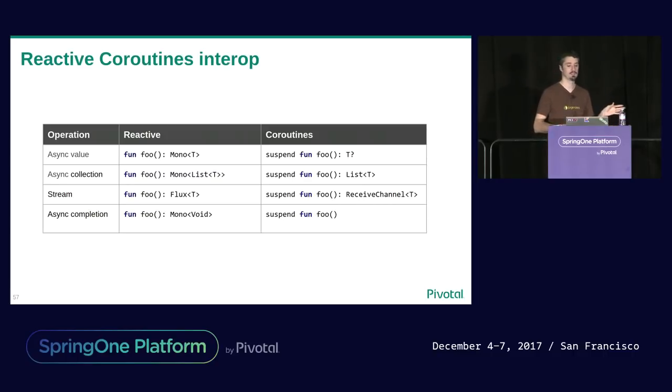So in the reactive world, when you have a mono, so if you have a function that returns a mono, that will translate to a suspendable function. Suspend is this coroutine keyword. Suspendable function that just returns T. Okay? So you don't have to use any wrapper. And you can use the same for mono of list, which is basically a collected list. You can just return lists like you do in the blocking world with this suspend keyword.